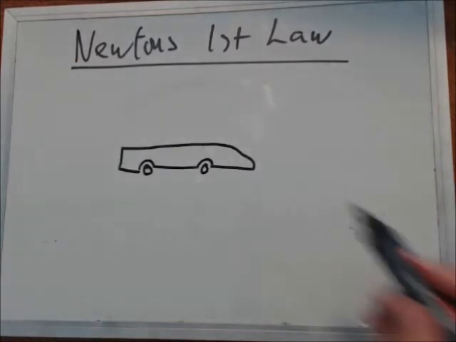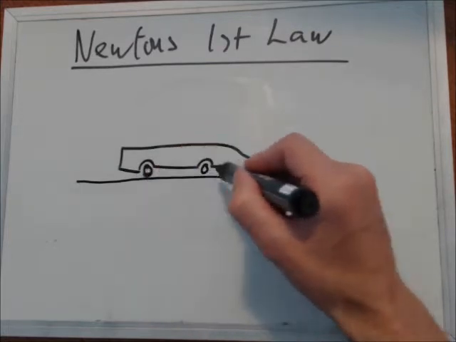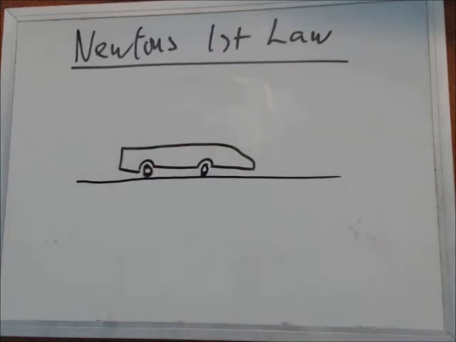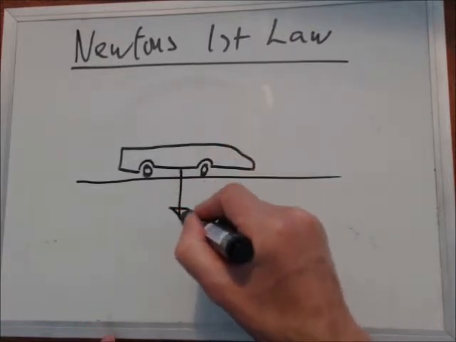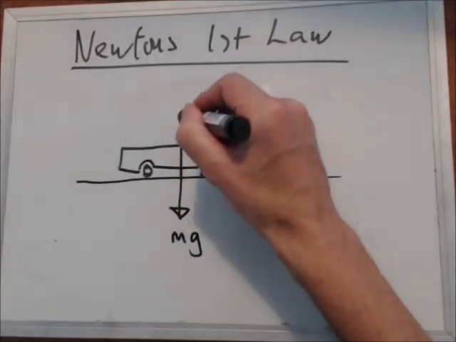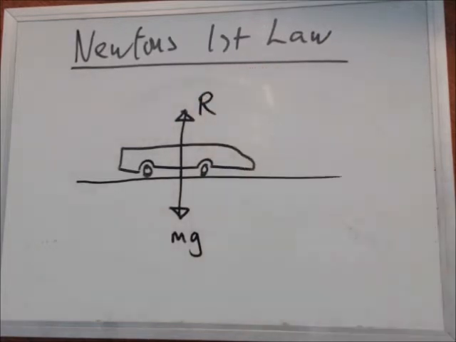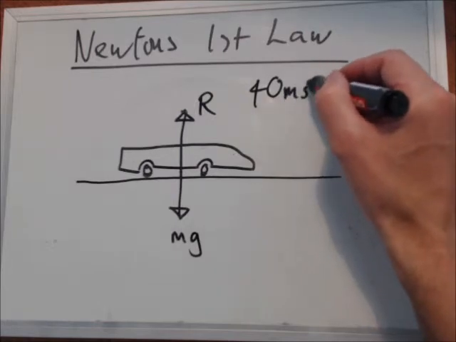So here we have a car, and let's put some ground on it. And let's assume it's not a hover car. Let's get the wheels touching. So here we have a car resting on the ground. And let's say it's in equilibrium in the vertical direction. The reaction force is equal and opposite to its weight. And let's say also that it's moving at 40 meters per second.